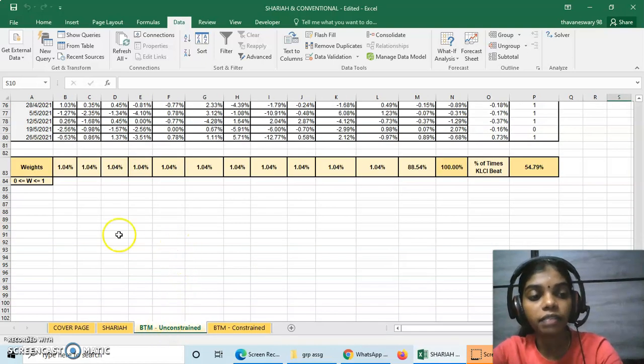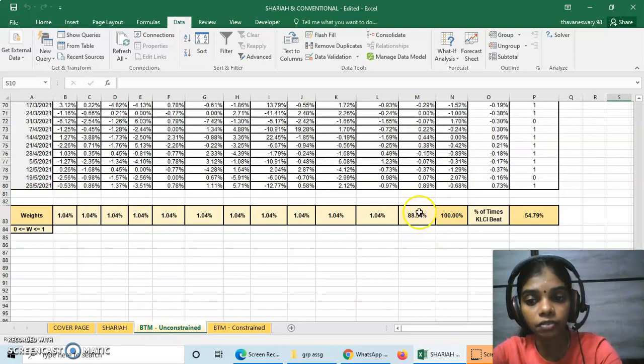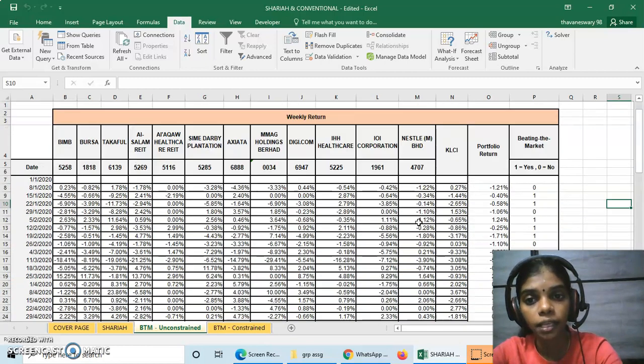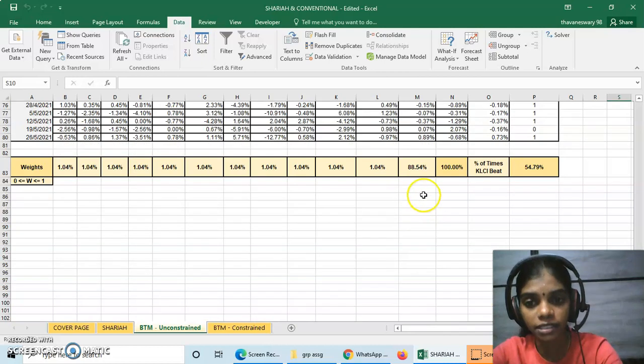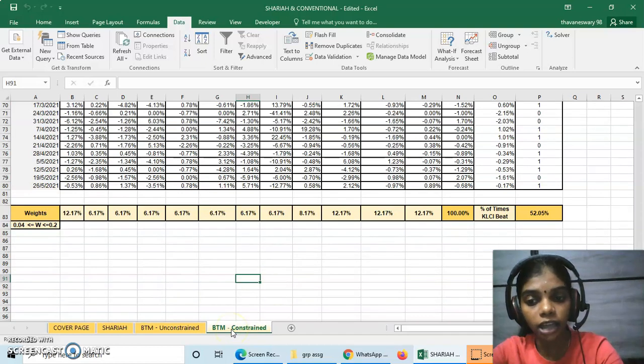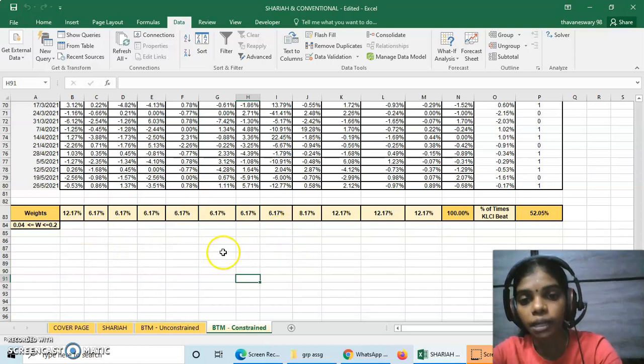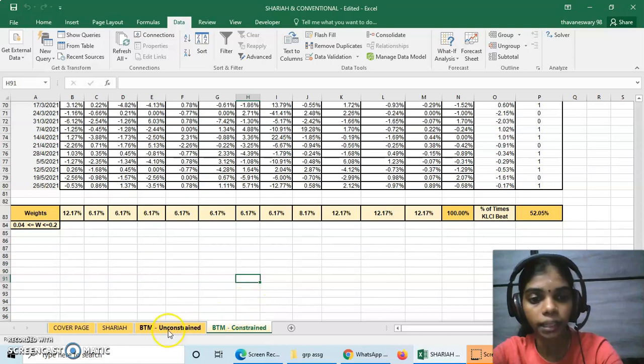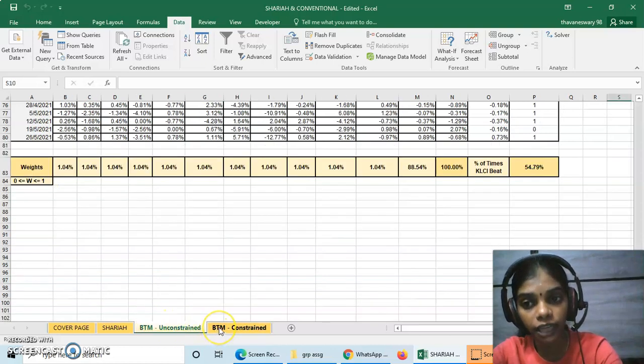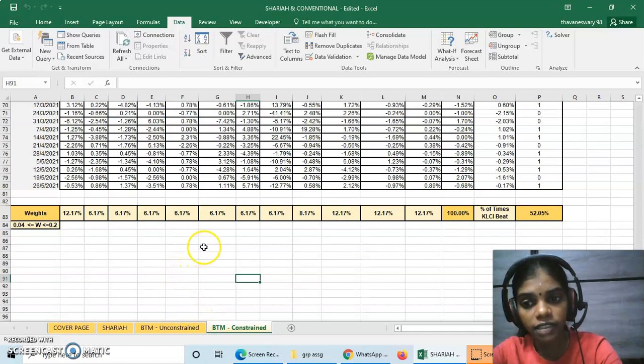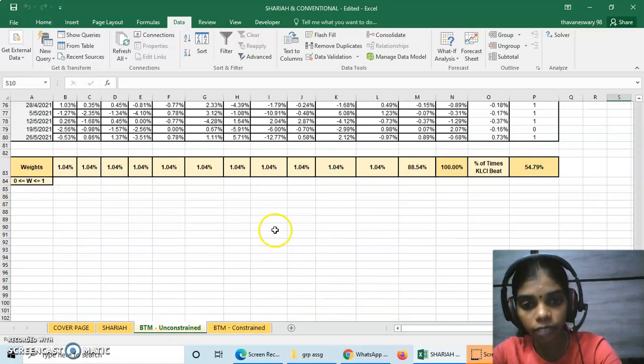In unconstrained, when we compare the weights, we can see that 88.54% is the highest, which means Nestle Berhad is best invested at this value compared to other companies. And in constrained, when we compare the weights, we can see that 12.17% is the highest. That means 4 companies are invested at the same value compared to other companies. When we compare unconstrained and constrained, we can say that constrained performs best compared to unconstrained.